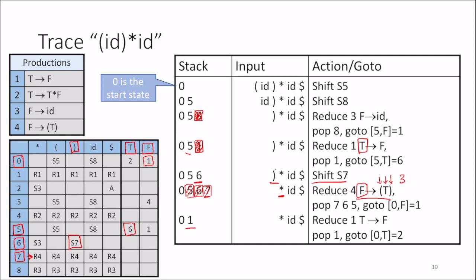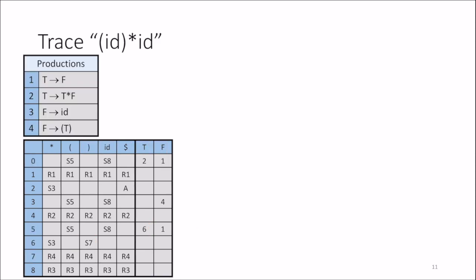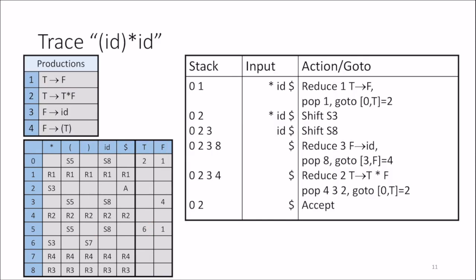And now we have one multiplication. The next step will go to the next page, as there's not enough room on this one. Same table, same grammar, and we have 1 on top of the stack and a multiplication operator. So that's 1. It doesn't matter what is in the input.